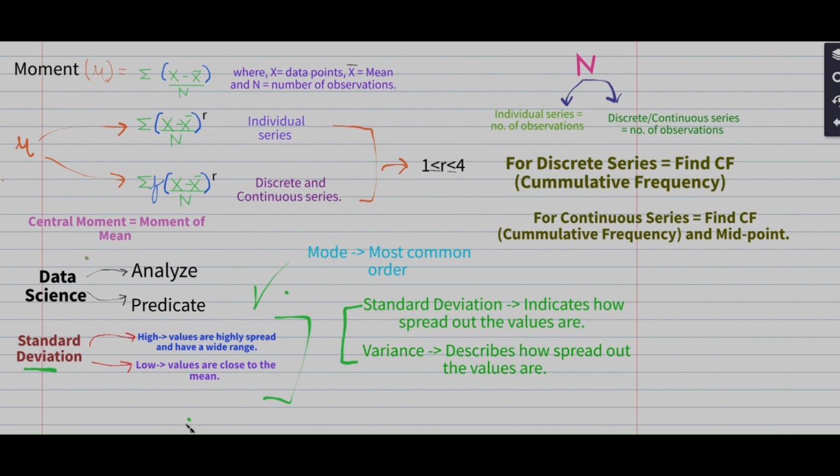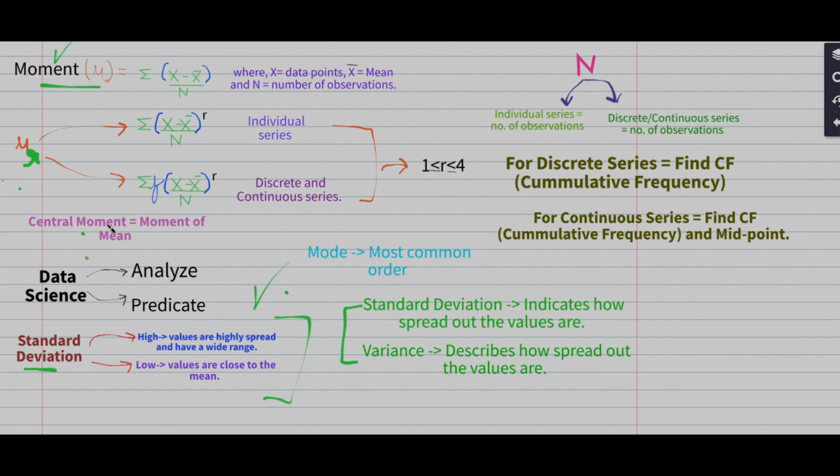So in individual, you just have to do nothing. You have to just subtract the mean from each of the data points, right? And then you have to calculate the sigma, means you have to add them all, and then divide it by the number of observations. But before that, you have to keep in mind what the value of R is. If R equals 1, then it is simply like this. But if R equals 2, you have to just square all those values, and then do the sigma of them, then you have to add them. So this is very important.